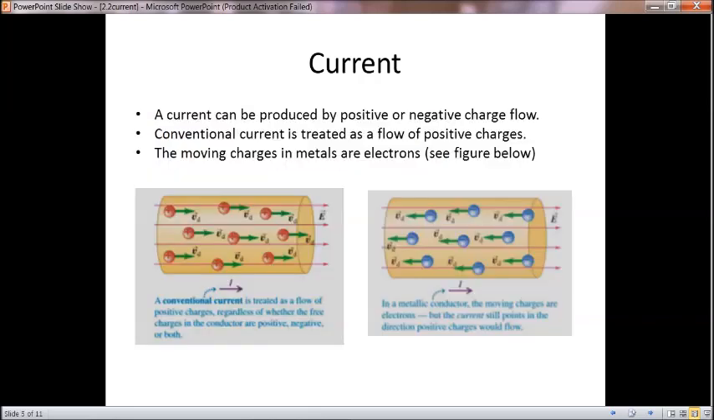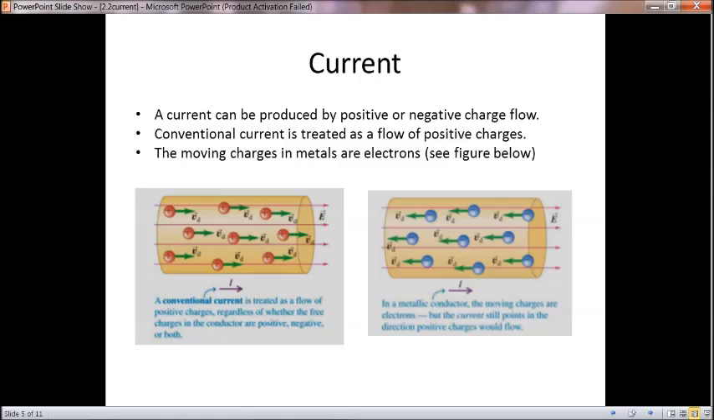Current can be produced by positive or negative charge flow. Conventional current is treated as flow of positive charges, and the moving charges in metals are electrons. So we have two types of charges, positive and negative. In conventional current, flow of positive charges is assumed regardless of whether the free charges in the conductor are positive, negative or both. These charges drift from one position to another with the applied electric field.